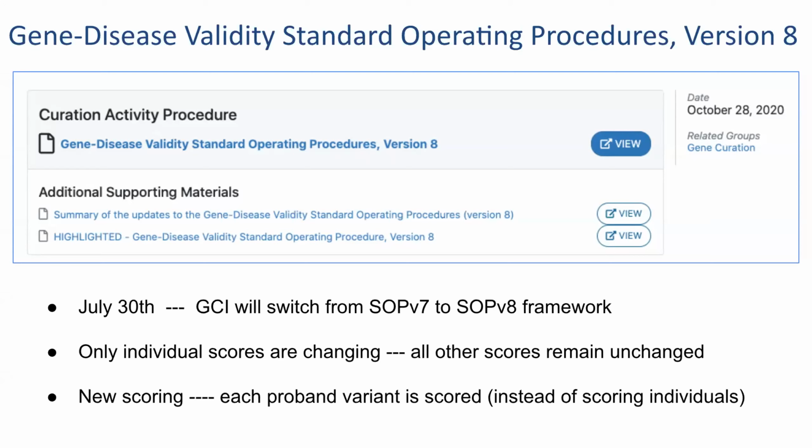So the first thing to note is that the changeover to supporting SOP version 8 will happen at the end of this month, on July 30th. Second thing to note is that only your scores for individuals will be affected by the change. All other scores, such as family, case control, and experimental, will be completely unaffected and they'll remain unchanged. But once the switch over to V8 happens at the end of this month, then from that point on, no new individuals will be able to be scored, and instead variant scoring will be introduced.